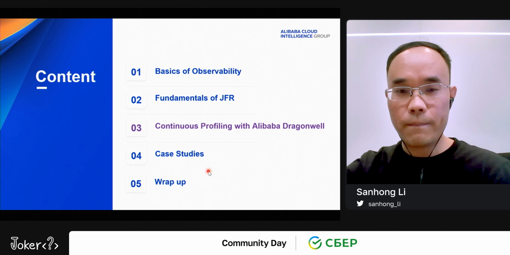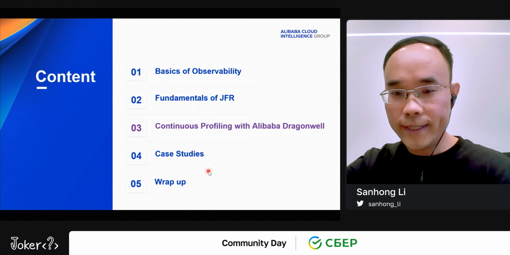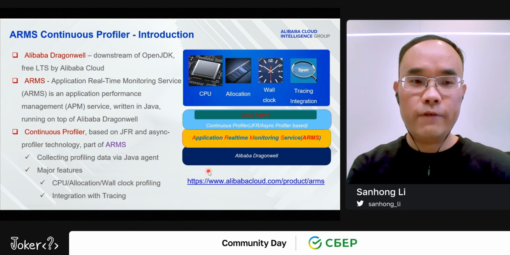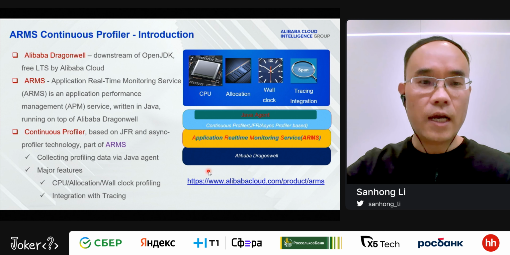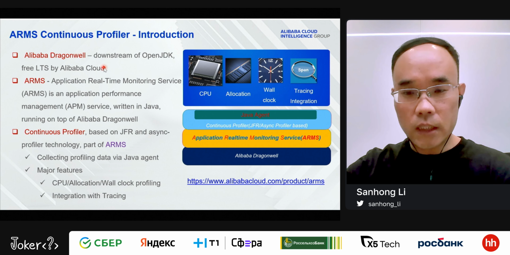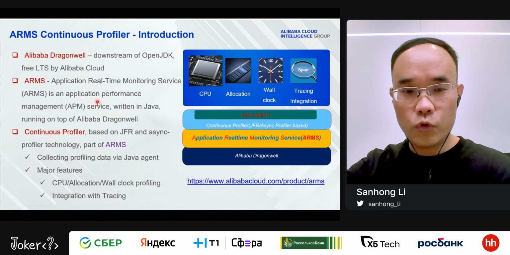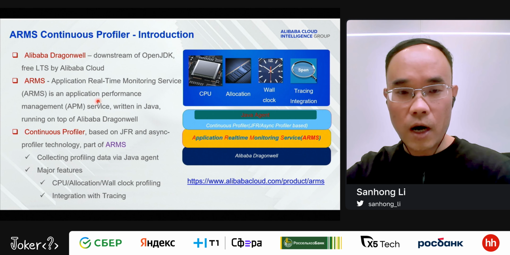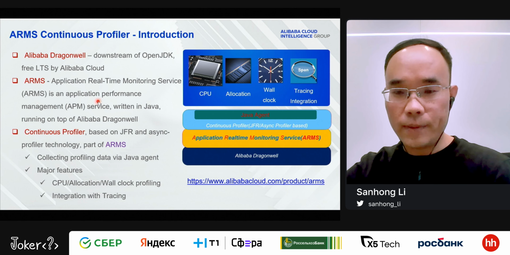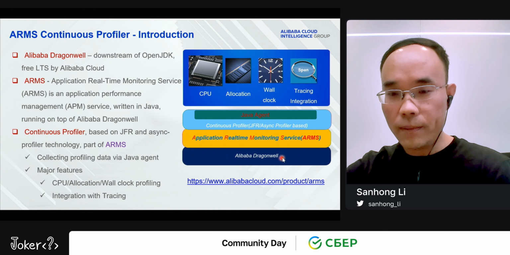Okay, I think this is some basic introduction for JFR, and then we move to the next slide and talk about how we can do continuous profiling. Before that, I will give you a brief introduction about our product. What is Alibaba Dragonwell? I mentioned it earlier in my self-introduction. Alibaba Dragonwell is a downstream OpenJDK, a free LTS by Alibaba Cloud. ARMS, whose full name is Application Real-Time Monitoring Service, is an application performance management service developed by Alibaba Cloud, written in Java. ARMS is running on top of Alibaba Dragonwell. You can look at this picture. This is the stack. The underlying layer is Alibaba Dragonwell, and ARMS runs on top of it.